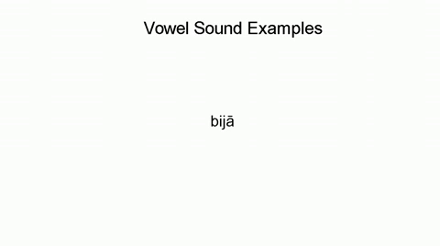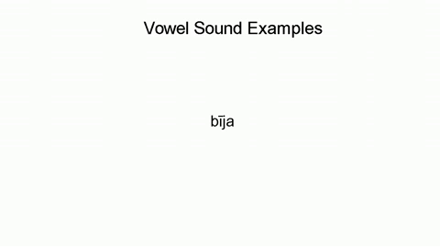However, if we made the second vowel sound long by putting a bar over the A, this word would now be pronounced bija. If we made both the vowel sounds long, this would be said as bija. And finally, if only the first vowel sound was long, this would be pronounced bija. And the word bija in Sanskrit means seed.